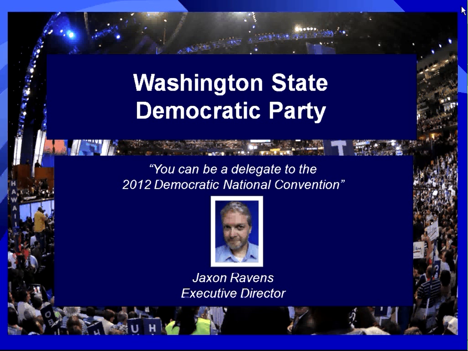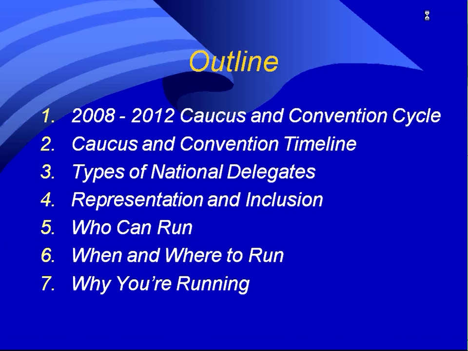I want to thank you for taking the time to watch this video about the 2012 Washington State Democratic Party Caucus and Convention cycle. Specifically, this video is about how you can be a delegate to the 2012 Democratic National Convention. The National Convention is taking place in Charlotte, North Carolina from Monday, September 3rd through Thursday, September 6th.